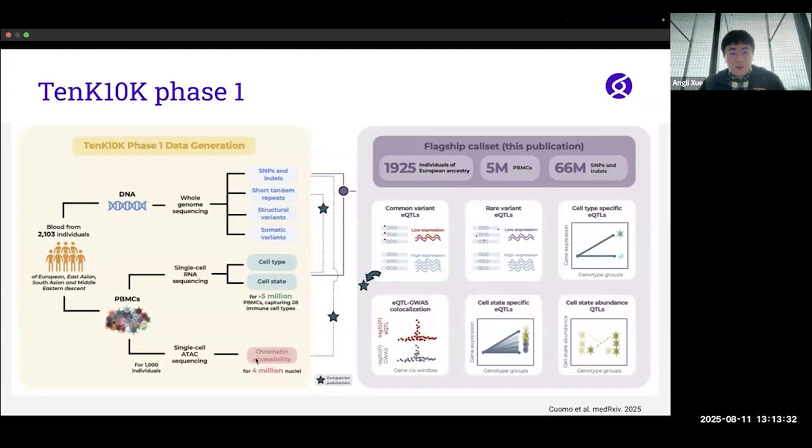So I will be talking about the multiome project today, which is mainly focused on identifying the association between the SNPs and the chromatin accessibility, and how to use this data to infer functional elements and identify causal mechanisms.